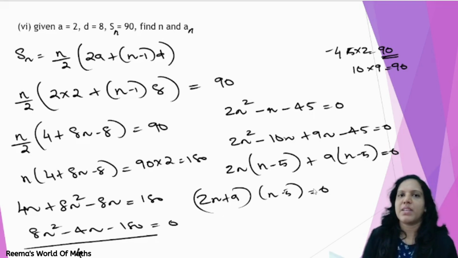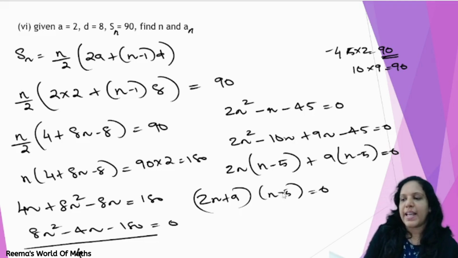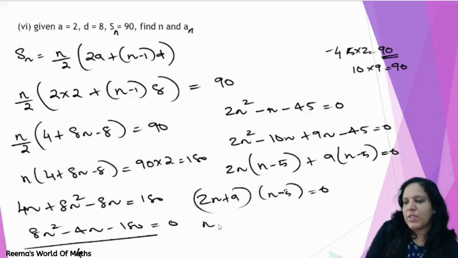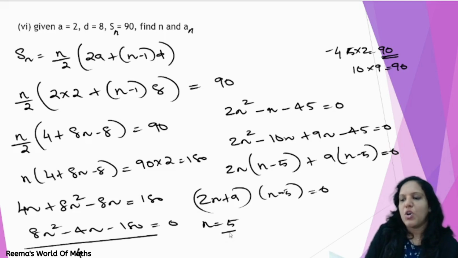So either 2n plus 9 equals 0 or n minus 5 equals 0. We are applying the rules of quadratic equations. Here n is a number of terms, so it needs to be a positive integer. So n can only be 5. That is n minus 5 equals 0, then n equals 5. So the number of terms here is 5.